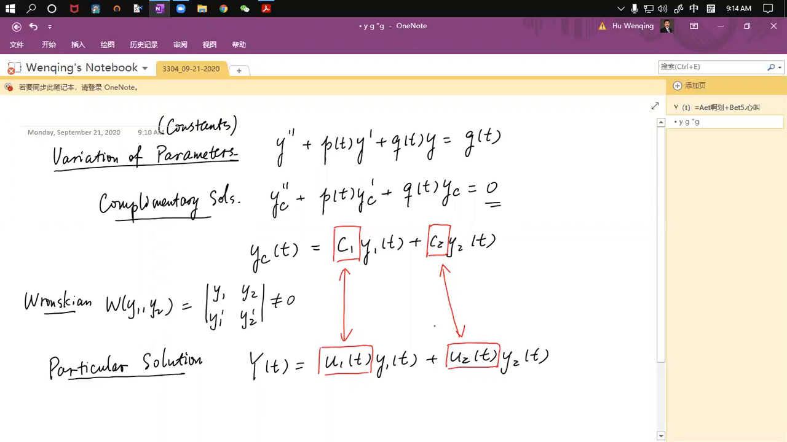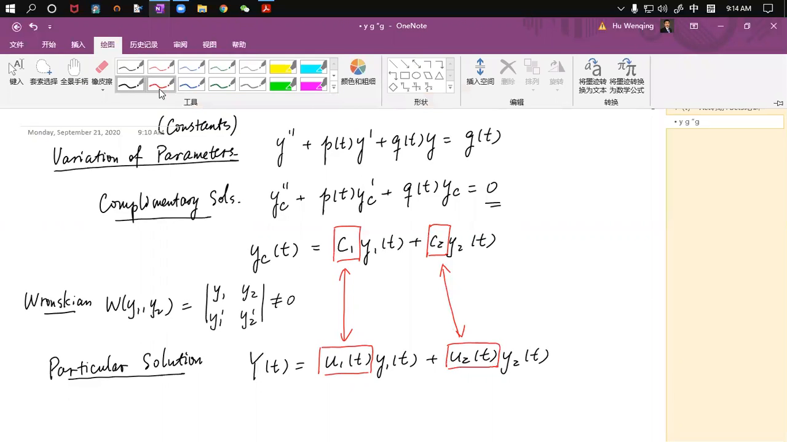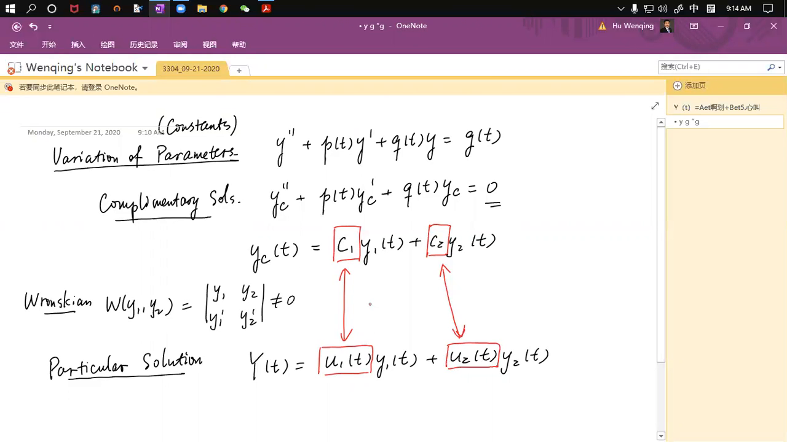But then it's this correspondence. The correspondence here is called variation of constants. Why do we call it variation of constants? Because you are varying the constants. There are constants in front of the fundamental solutions. You are varying the constants into functions of t, and that will give you the shape of the particular solution.